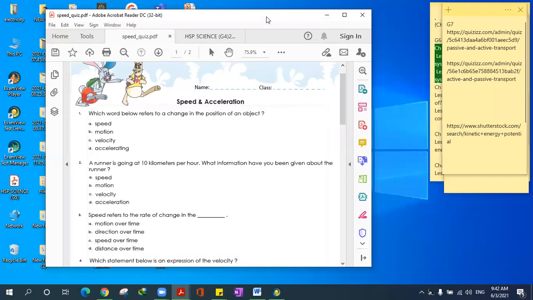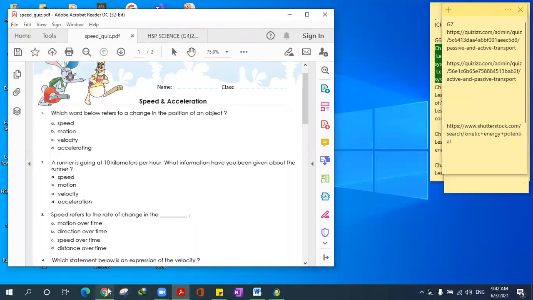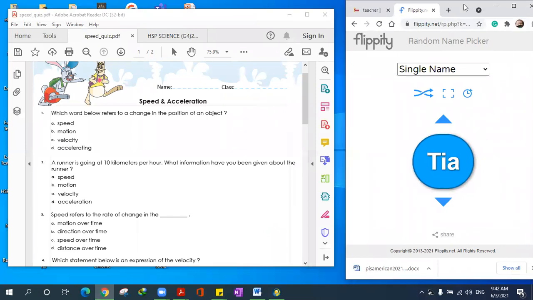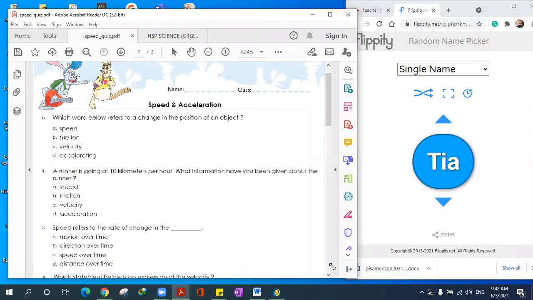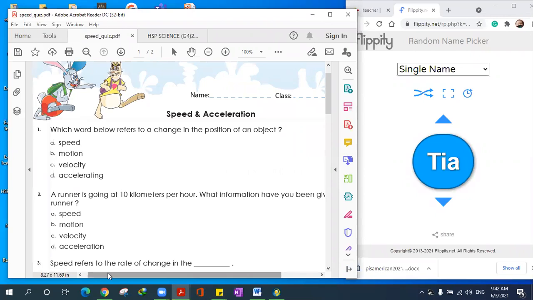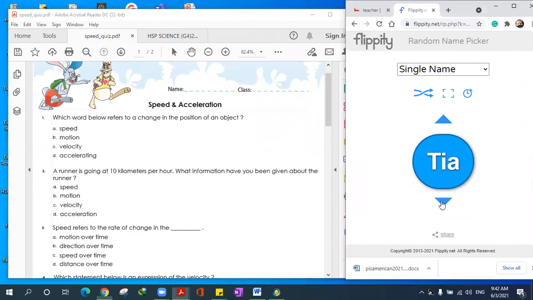Just let me try to use the line up because I wanted to use the spinner, but the spinner takes a really long time. So I use this one. This one is like the spinner, but it just shows a single name spontaneously. Okay, everyone. So we'll start with the first question.